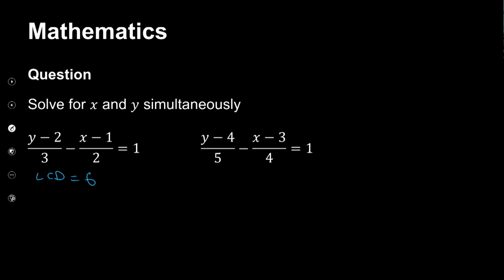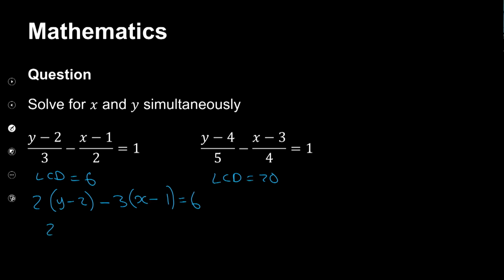So I must multiply everything by 6. My LCD for the second one there will then be 20. I must multiply everything by 20. So if I multiply everything by 6 here, it will give me 2 into y minus 2 minus 3 into x minus 1. And this will be equals to 6. Remember, you multiply everything by 6, so 1 must be multiplied by 6 as well.